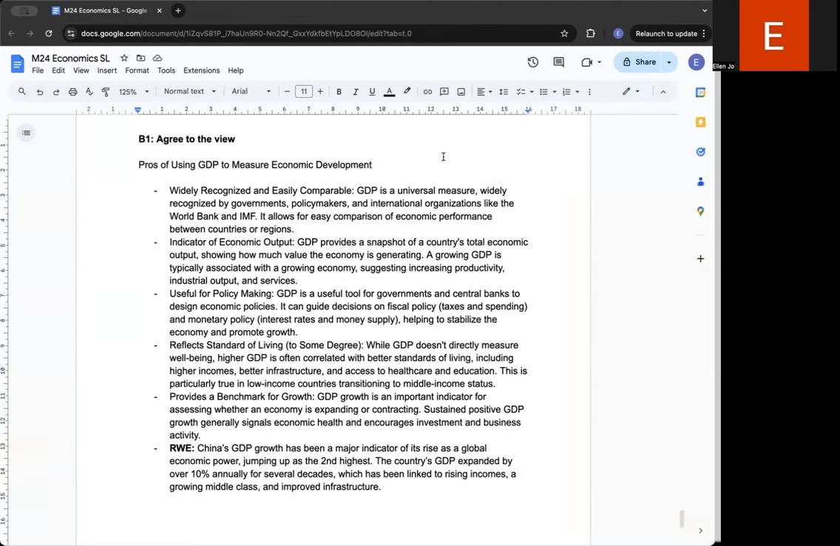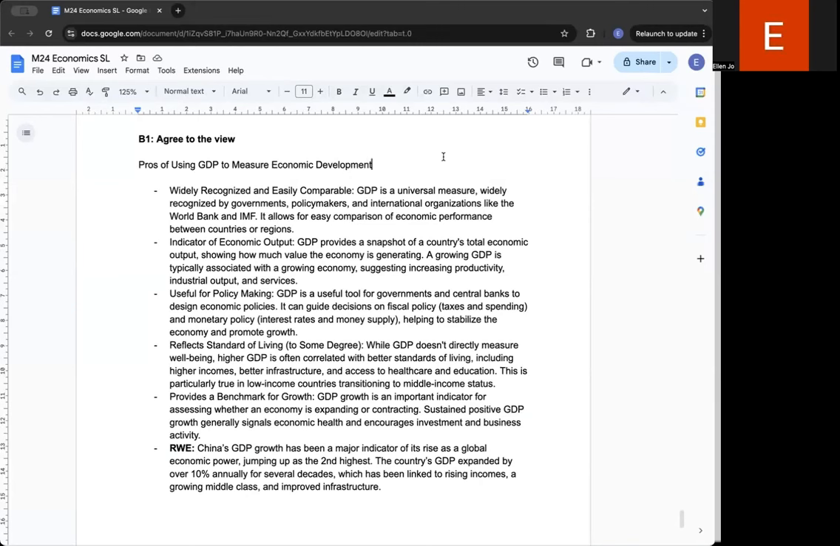While GDP doesn't directly measure well-being, nonetheless, higher GDP is often correlated with better standards of living, including higher incomes, better infrastructure, and access to healthcare and education. Lastly, GDP growth is an important indicator for assessing whether an economy is expanding or contracting. So this can signal economic health and encourage investment and business activity.